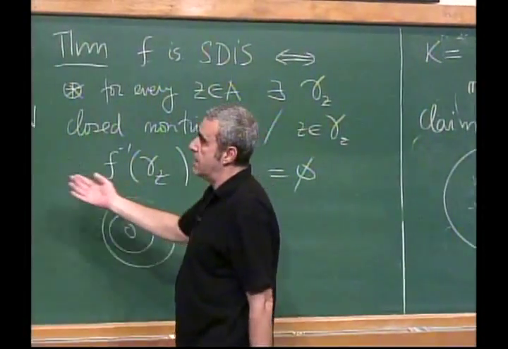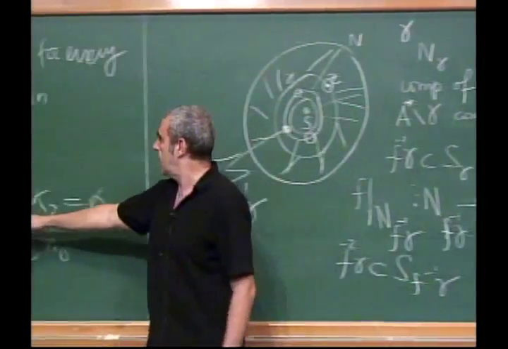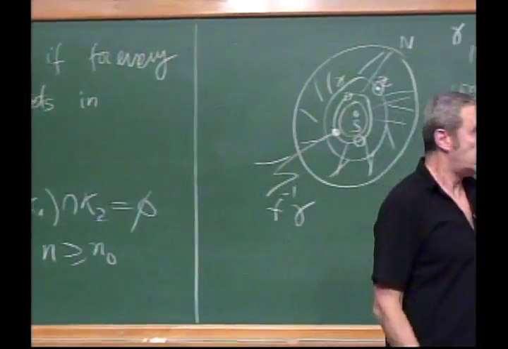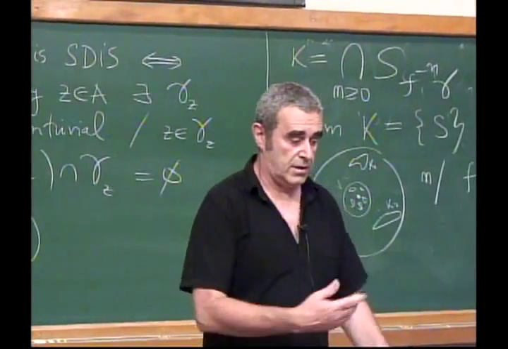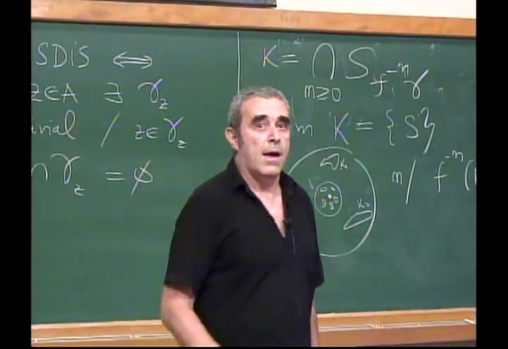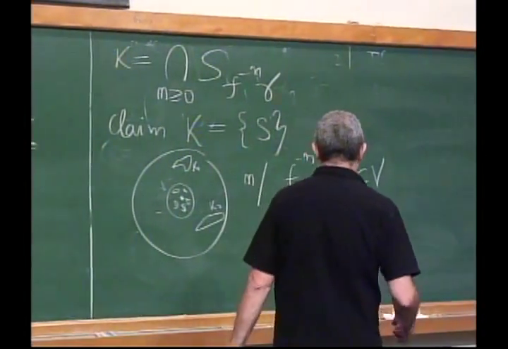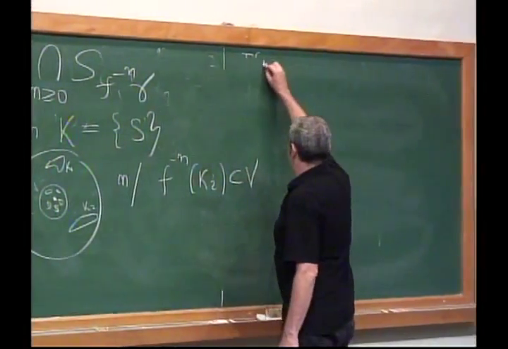Of course, the map is dissipative because the images of K1 cannot intersect K2, because V is disjoint from K1. Okay, this proves this part of the theorem, and this has some applications.